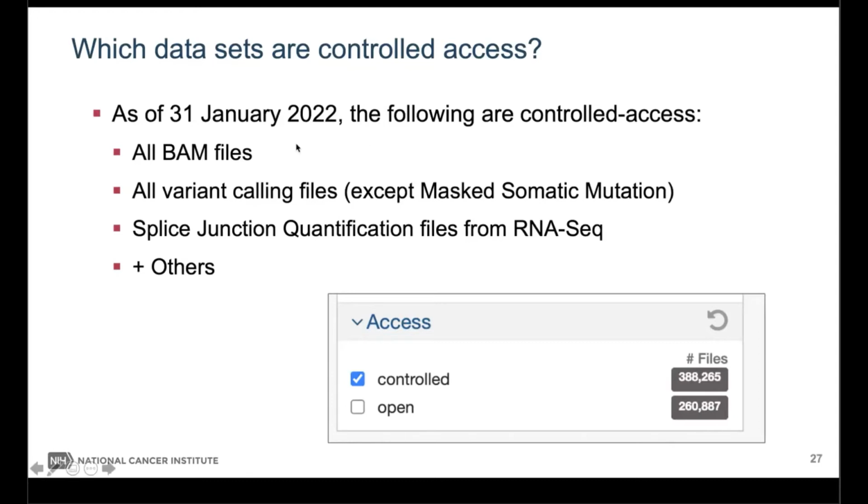And then we also have the splice junction quantification files from RNA-seq that are controlled access. There are others that are in smaller groups, and you can check out what those are by going to the portal, going to the Files tab on the left, and just going down to this Access facet. You can click on just Controlled or Open if you're looking for that, and this will show you all of the different file types that are controlled access and for which projects. So if you're wondering, that's a good way to figure it out.